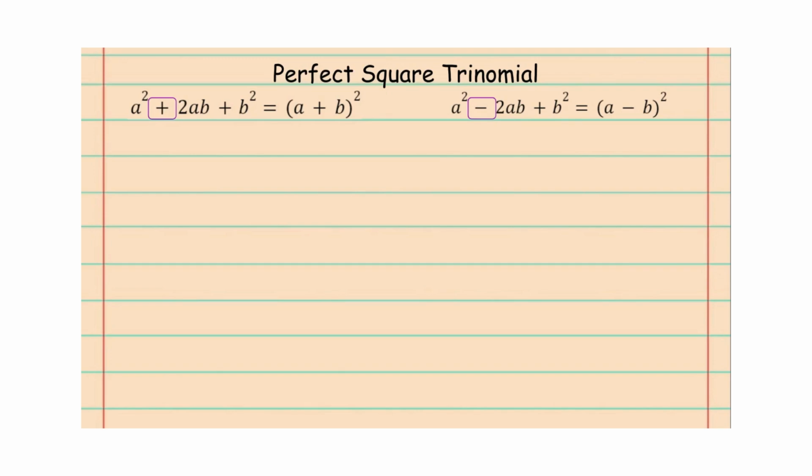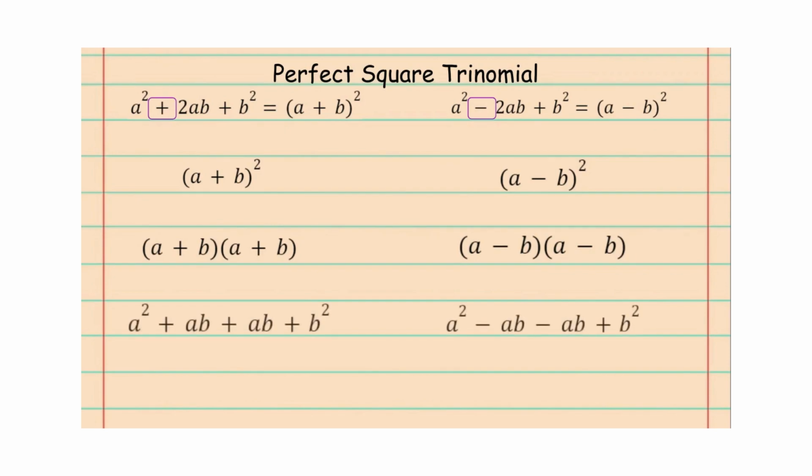Let's look at the logic behind why these factorizations work so nicely. We'll start with the factored form. We'll represent it clearly as a product. We FOIL that product, and we notice in both cases the middle terms are like. So we put them together.